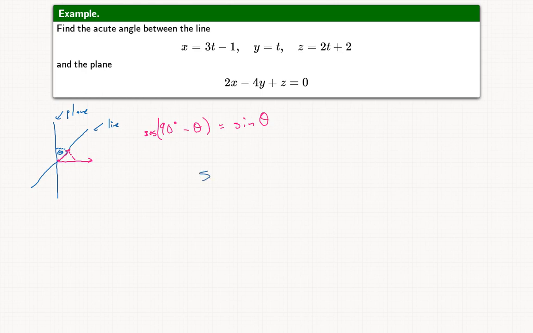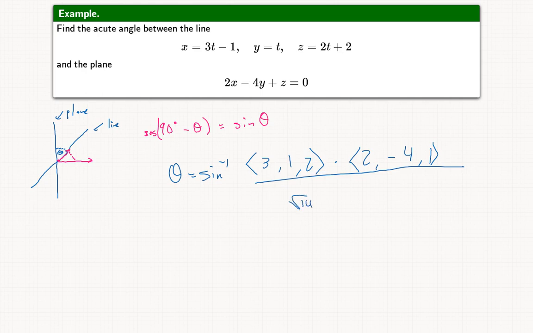So the angle between them will be sine inverse of (3, 1, 2), this is the vector parallel to the line, dot (2, -4, 1). So we divide, and the lengths are root 14 and root 4 plus 16 plus 1, root 21. So this is arc sine of 6 minus 4 plus 2 over 7 root 6. And that is sine inverse of 4 over 7 root 6.